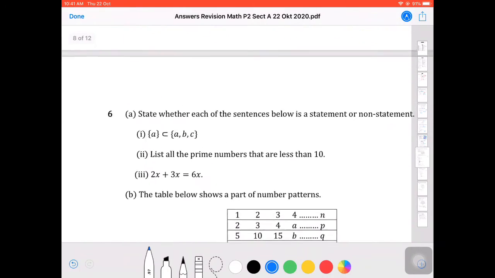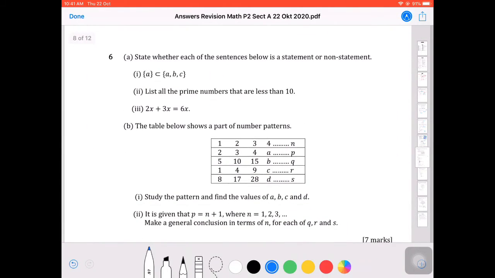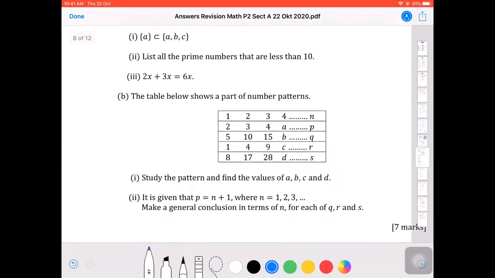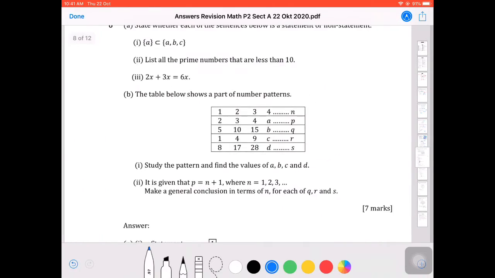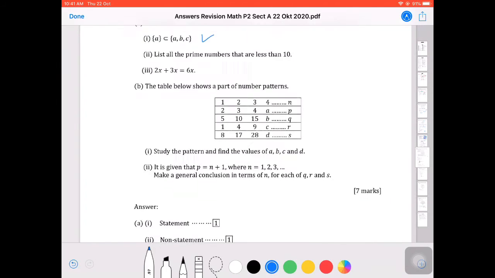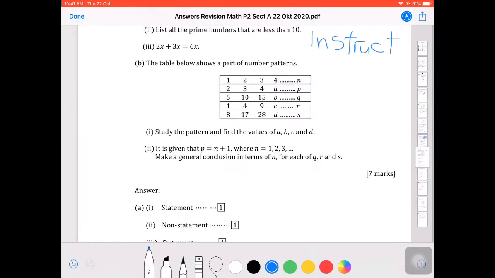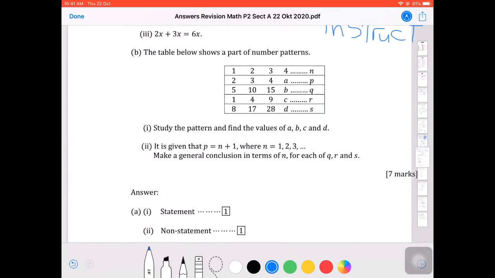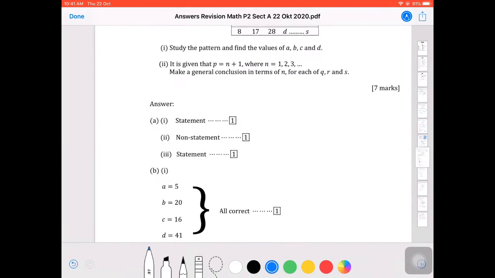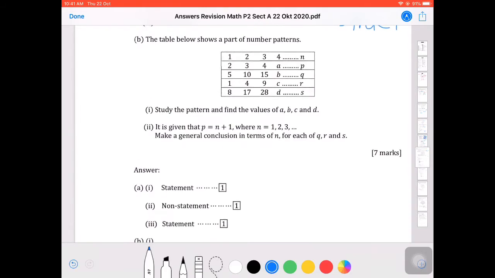Alright, question number 6. State whether each of the following sentences is a statement or non-statement. The first one, A is a subset of A, B and C. Yes, it's correct, it's a true statement. Alright, B is not a statement, because this is an instruction. When you say instruction or question, this is not a statement, so this is a non-statement. Alright, 3. Even though 2x plus 3x is not 6x, it's still a statement but a false statement. So the answer will be statement for the last part.